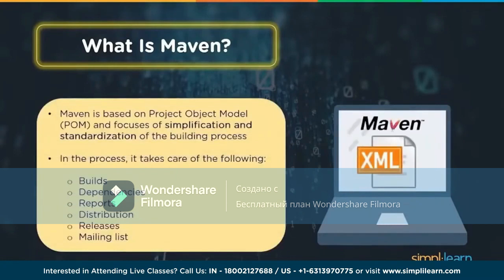Right. Now Maven is a POM-based project, also known as a project object model, and it focuses on simplification and standardization of the building process. In the process, it takes care of the following: builds, dependencies, reports, distribution, releases, mailing list. All these things are taken care of in this process, and ultimately it's the ability inside Maven that the overall build process is automated and standardized, so that we can have good standards and simplification implemented.